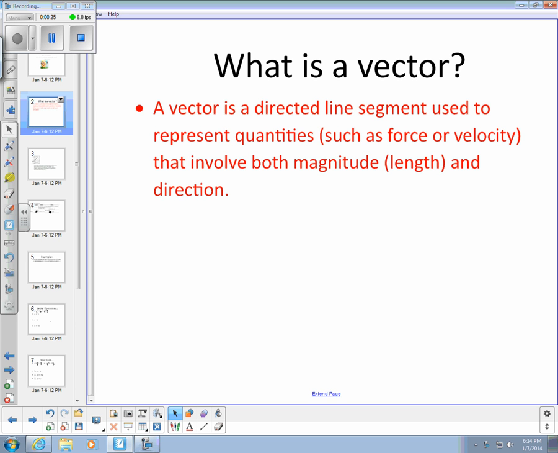What is a vector? A vector is used a lot in physics to represent quantities like force or velocity, things that involve both length and direction. So it's a directed line segment. On the graph, it's going to look like a ray where you've got an endpoint and an arrow at one end, but it doesn't keep going forever. Okay, so a vector has direction and distance.